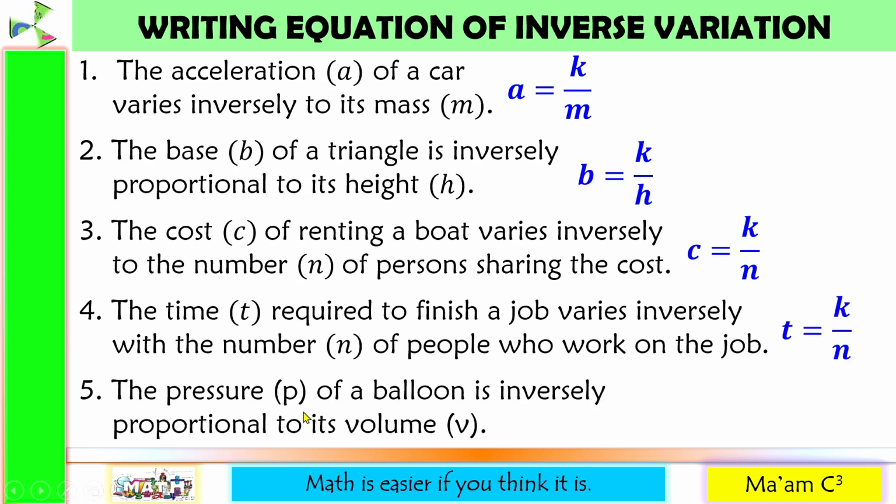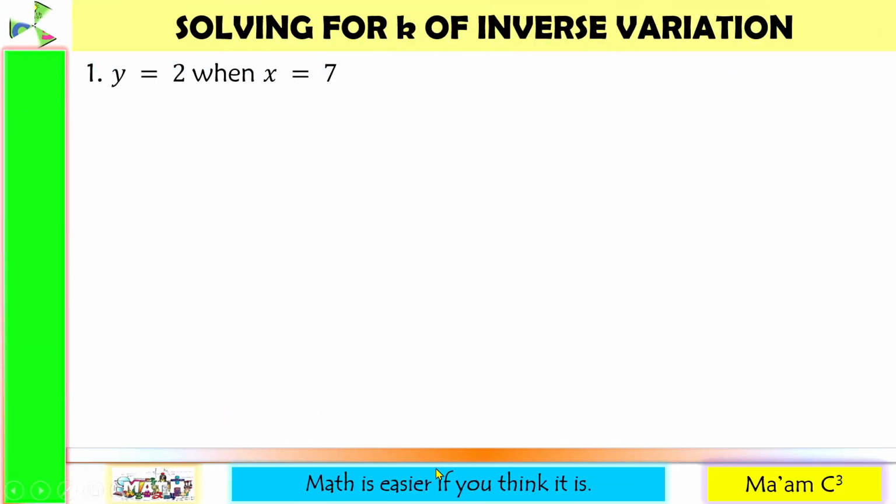Last one, the pressure denoted by p of a balloon is inversely proportional to its volume denoted by v. So p is equal to k over v. Now let us solve for the k of an inverse variation. y is equal to 2 when x is equal to 7. Let us recall the equation of inverse variation. Now let us do cross multiplication. So k is equal to yx or xy.